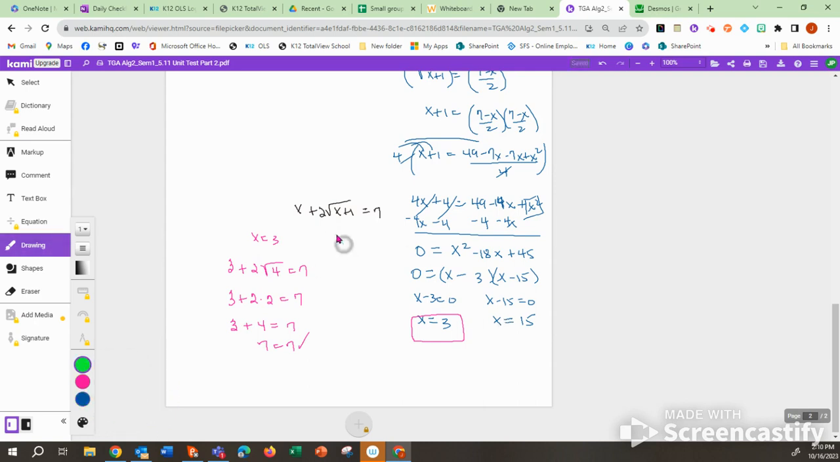And then let's check x equals 15. So that's going to give me 15 plus 2 times the square root of 15 plus 1, which is 16, and we're checking to see if that equals 7. So it's going to give me 15 plus 2 times the square root of 16. That's 2 times 4. That's not going to equal 7. That's going to be a lot bigger. That's going to be 23. So that means I throw out the 15, and 3 is my only solution. 15 would be considered extraneous.